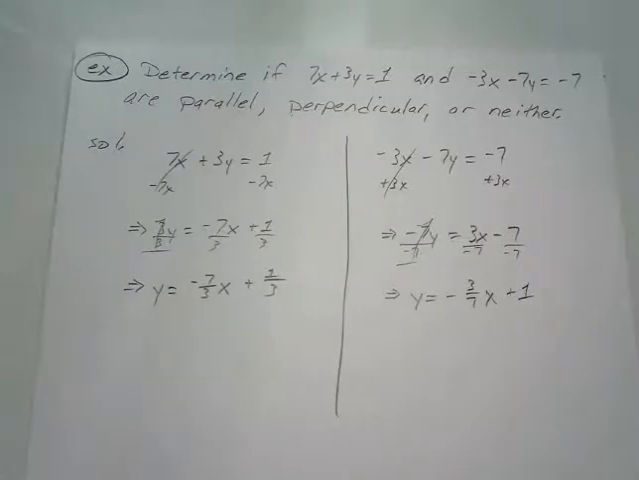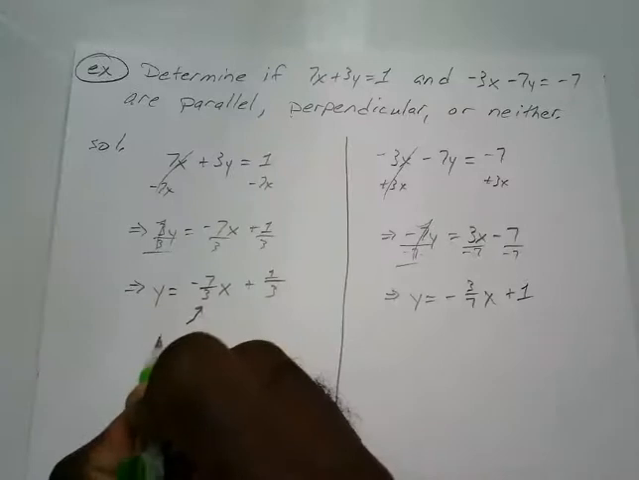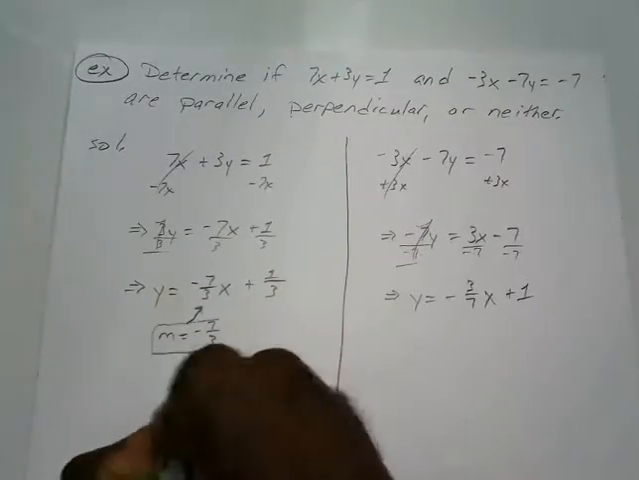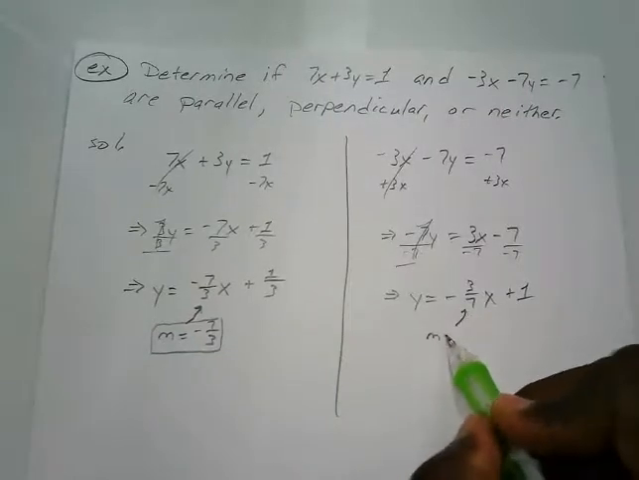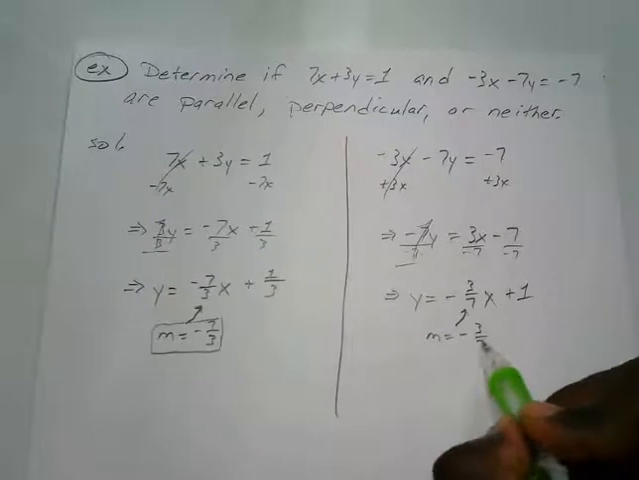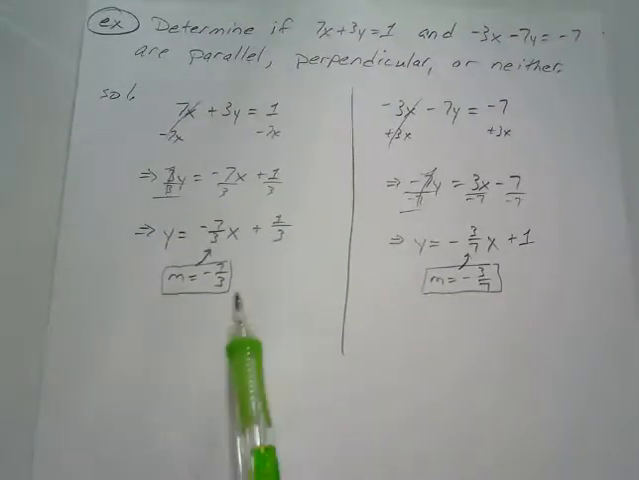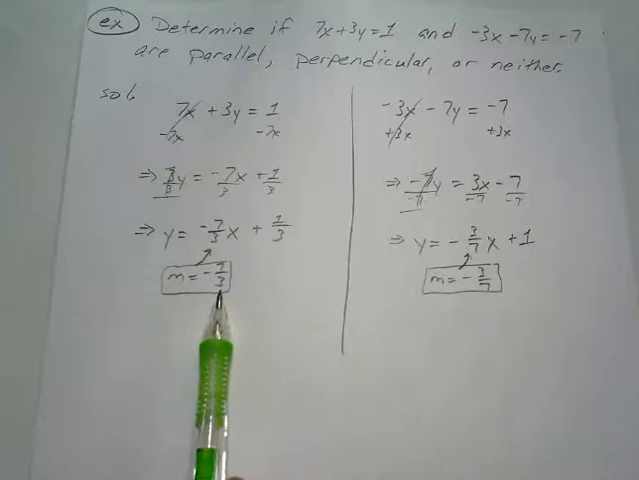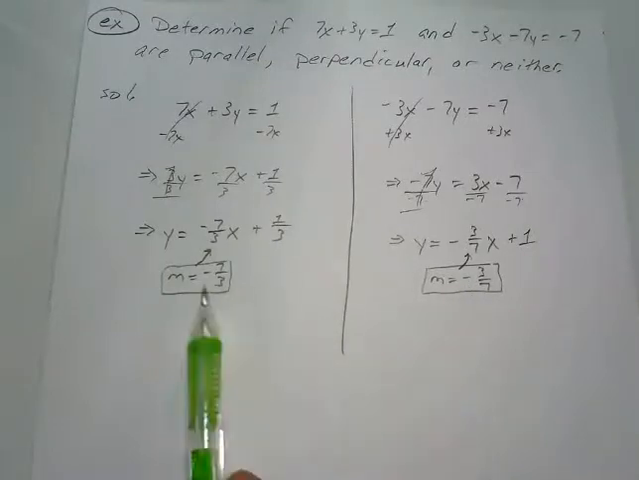Okay. So now we just compare our slopes. Here, the slope is equal to negative 7 over 3. But here, our slope is equal to negative 3 over 7. Okay, they're not the same, so we know they're not parallel. They are reciprocals, but the signs are not different. The signs are the same.